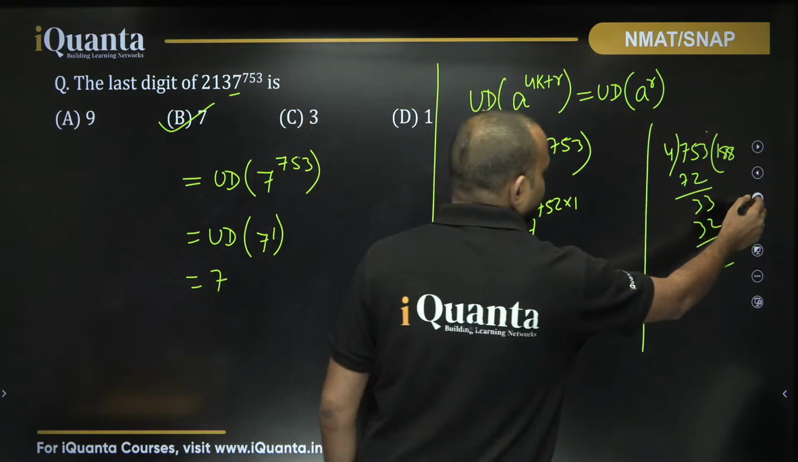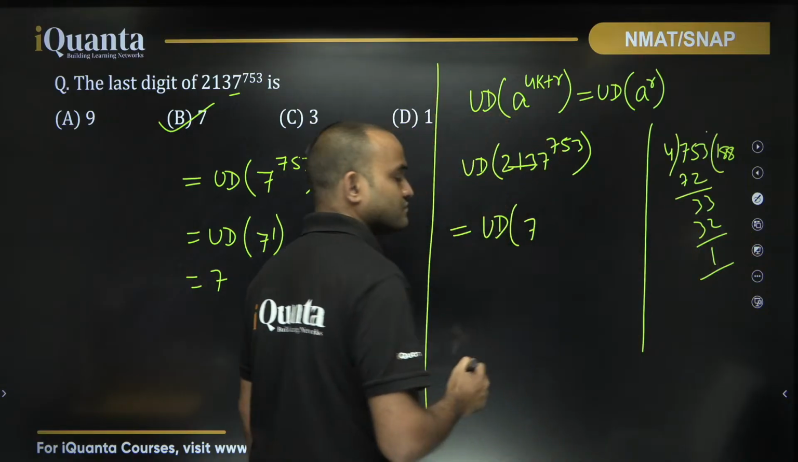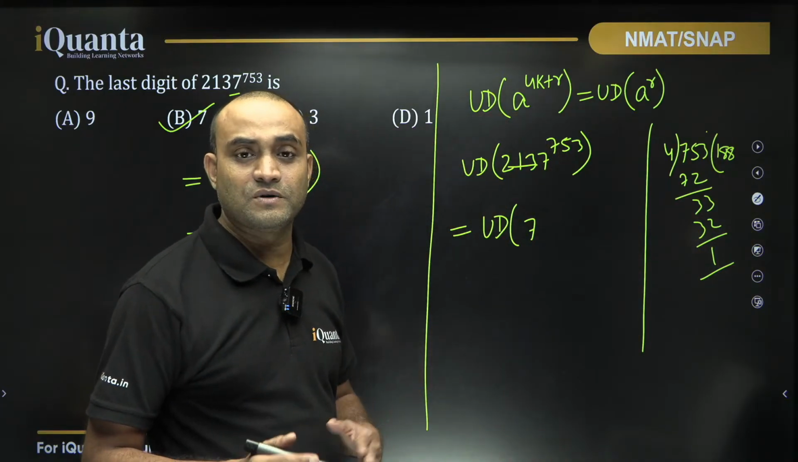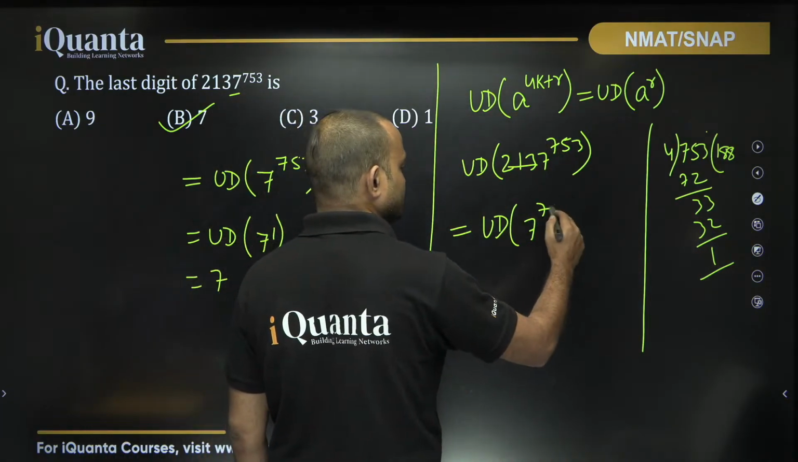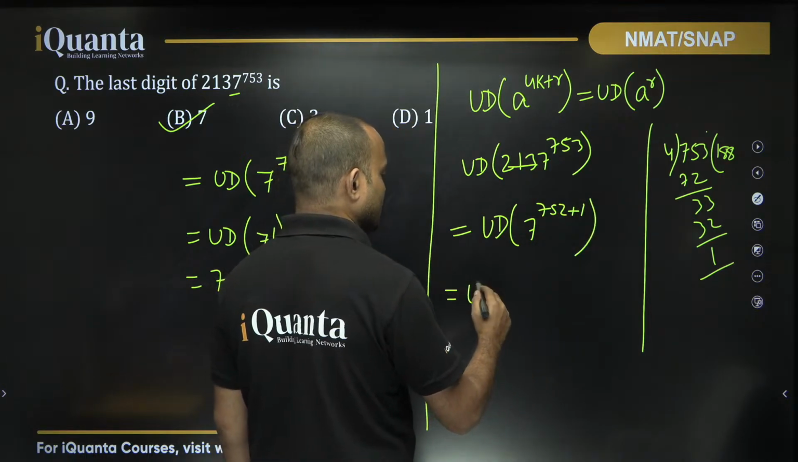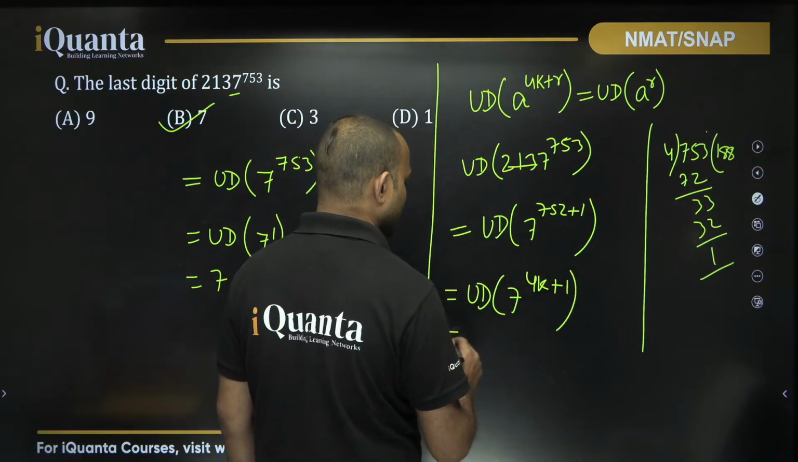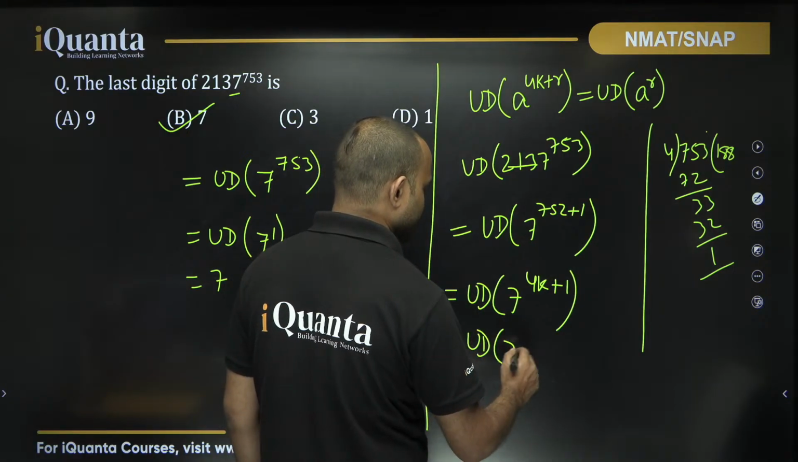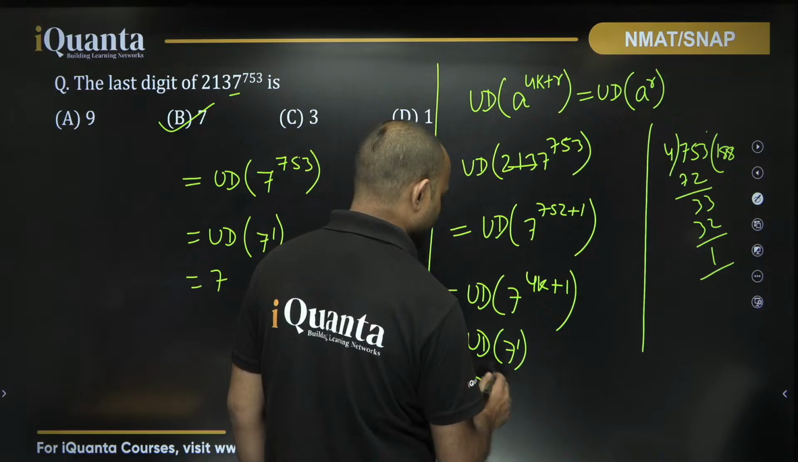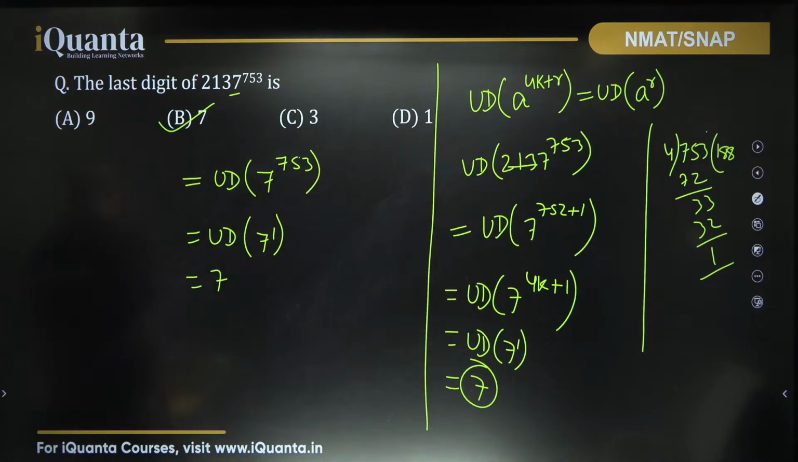Why did we write 752? Because 752 is divisible by 4, and plus 1. So basically we can write it as 7 to the power 4k plus 1, which will be the unit digit of 7 to the power 1, which is 7. Is that clear now? Tell me.